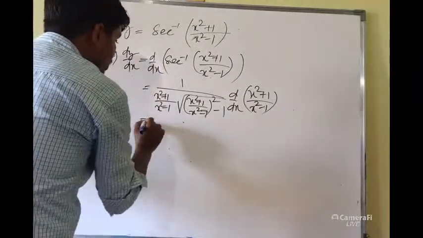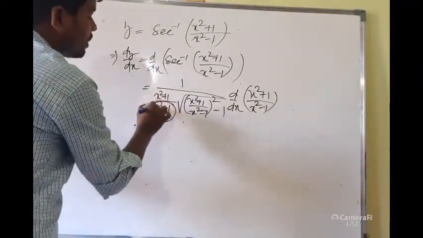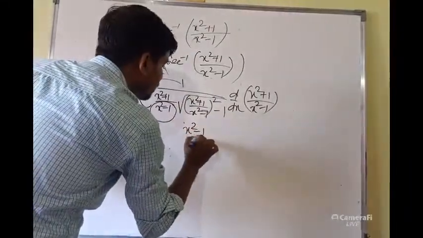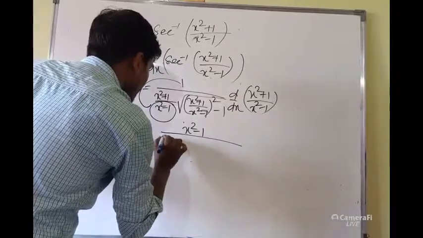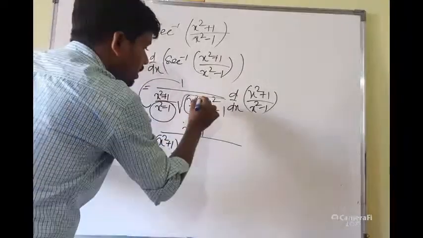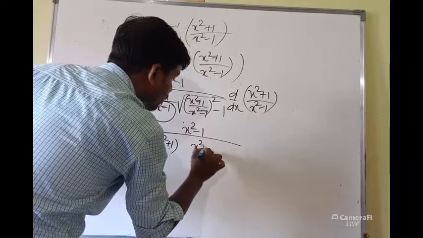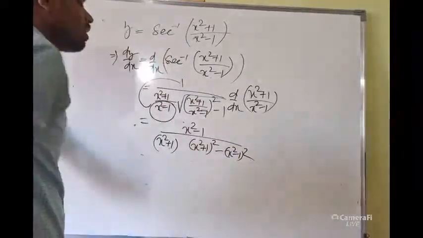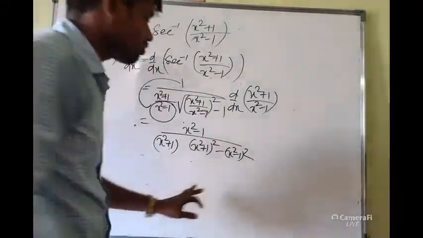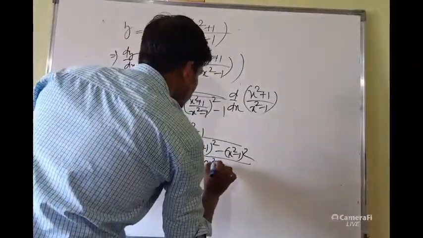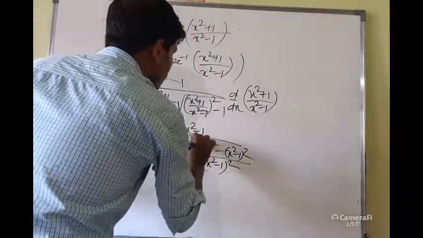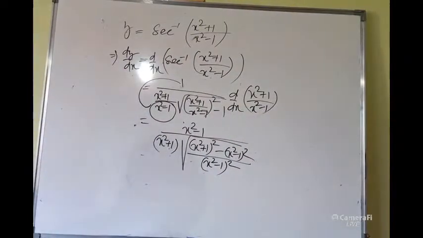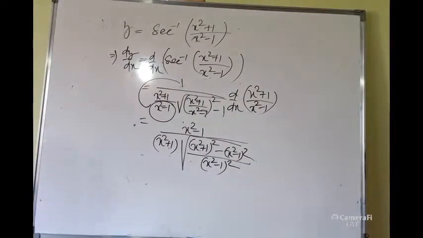Now, here we can write this x square minus 1 is placed in the numerator. This is x square minus 1 by x square plus 1, and here x square plus 1 minus x square minus 1, the square of x square plus 1 and minus the square of x square minus 1, and divided by the square of x square minus 1, and root over. Okay, then the derivative of x square plus 1 by x square minus 1. This is u by v, we take here u by v form.